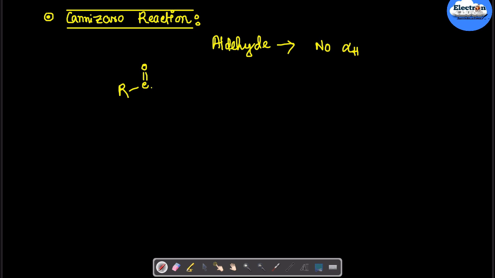RCHO, with the C double bonded to O, is an example of an aldehyde. In this case, a nucleophile such as a hydroxide ion is used to attack the carbonyl carbon atom. Let's say OH minus is the hydroxide ion. This will attack the carbonyl carbon atom, which is electrophilic in nature, and after that it will generate an O minus, or oxide ion. Thus it will generate O minus, and the hydrogen atom is like this, and the other OH group will be attached here.